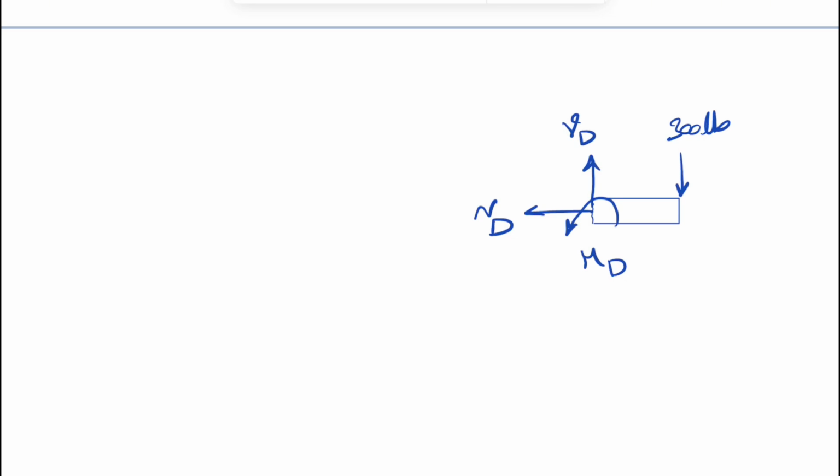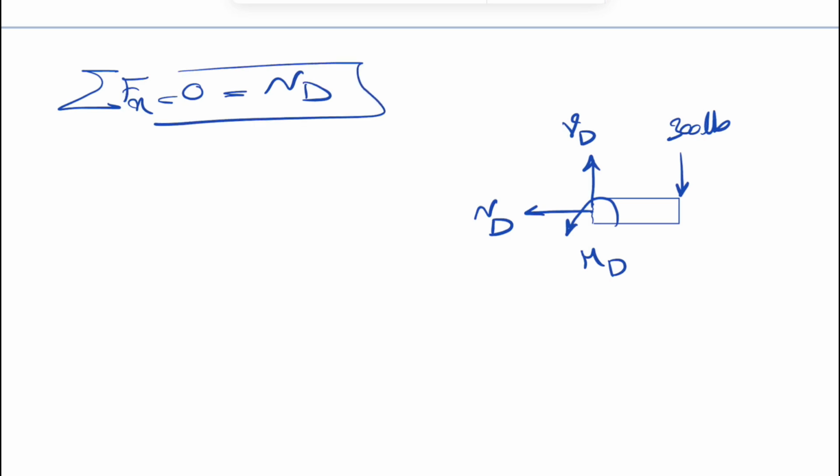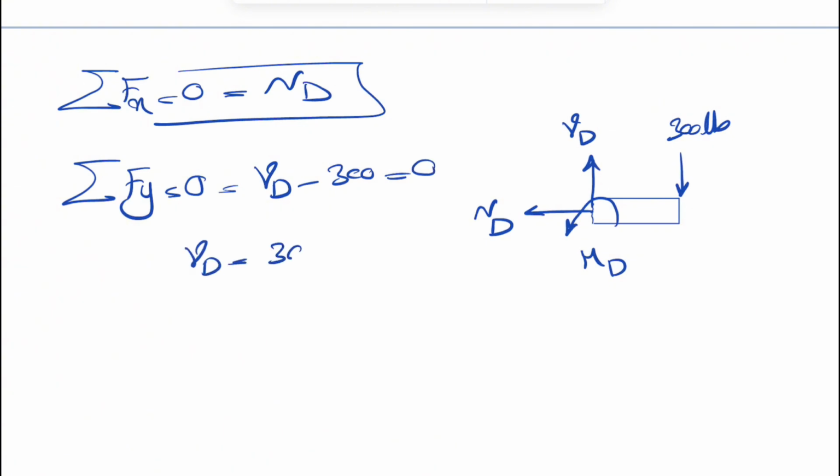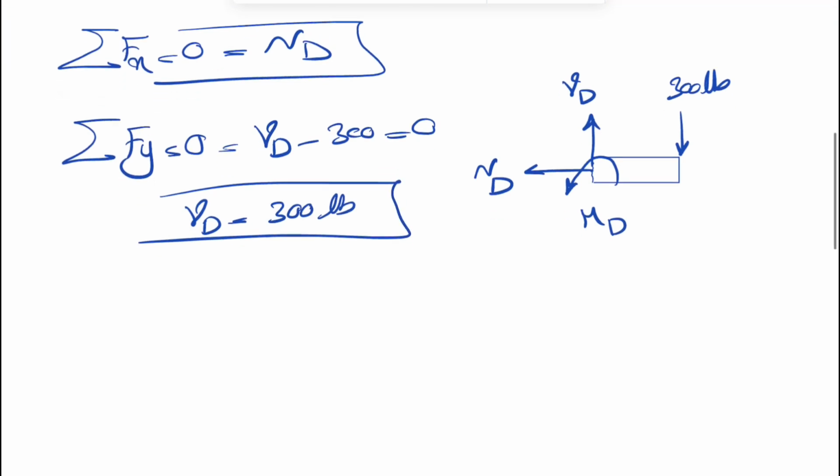We are in equilibrium. We're going to use our equilibrium equations. Let's start with our Fx. The only force is ND, so that shows that ND is 0. We're going to do the sum of all forces in y equals 0. We have VD minus 300 pounds equals 0. That shows our VD is 300 pounds. So we found the shearing force.